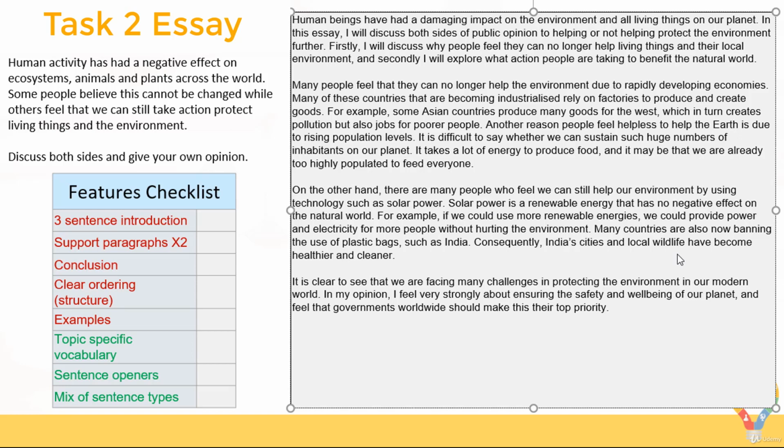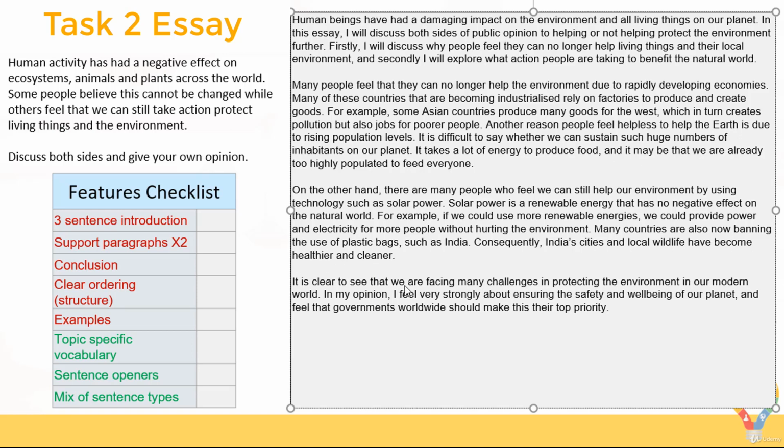Solar power is a renewable energy that has no negative effect on the natural world. For example, if we could use more renewable energies, we could provide power and electricity for more people without hurting the environment. Many countries are also now banning the use of plastic bags, such as India. Plastic bags is my second idea I want to discuss for helping the earth. Consequently, India's cities and local wildlife have become healthier and cleaner.